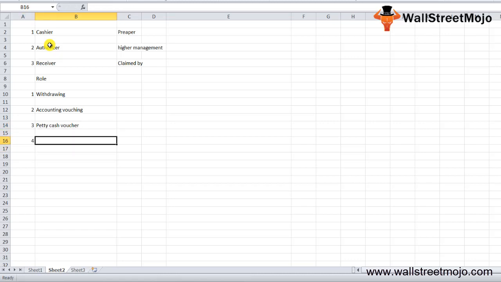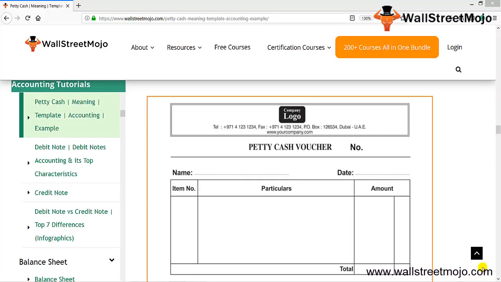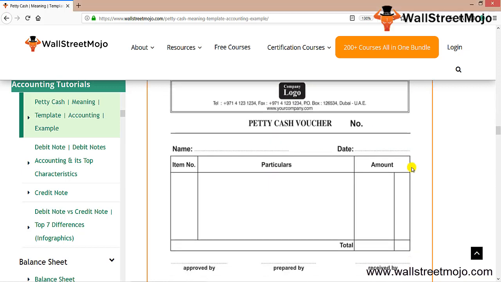The fourth is passing appropriate entries, the journal entries, right? So entries need to be taken care of in the accounting system under the proper head of income and expenses to get the authorization of the same. Now I'll show you the voucher, how exactly it is prepared. There's a company logo, the details, the name, date, the particulars, and who has signed this: approved by, prepared by, and received by details have been noted down here.